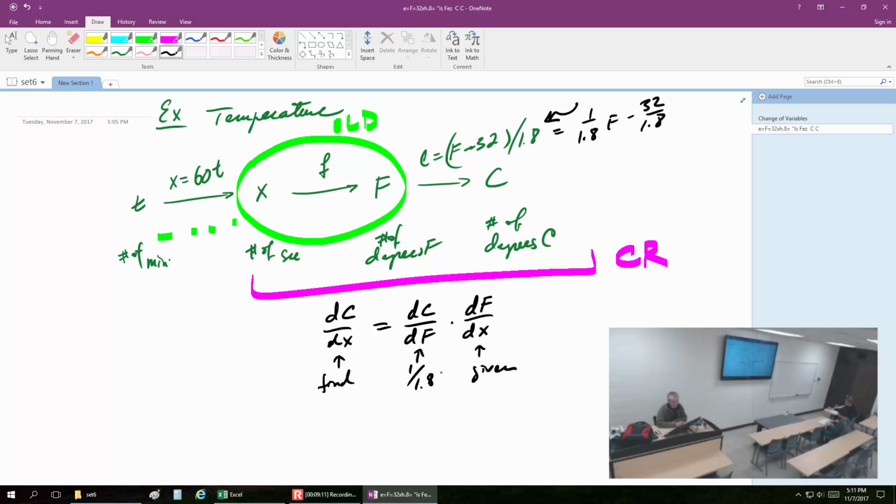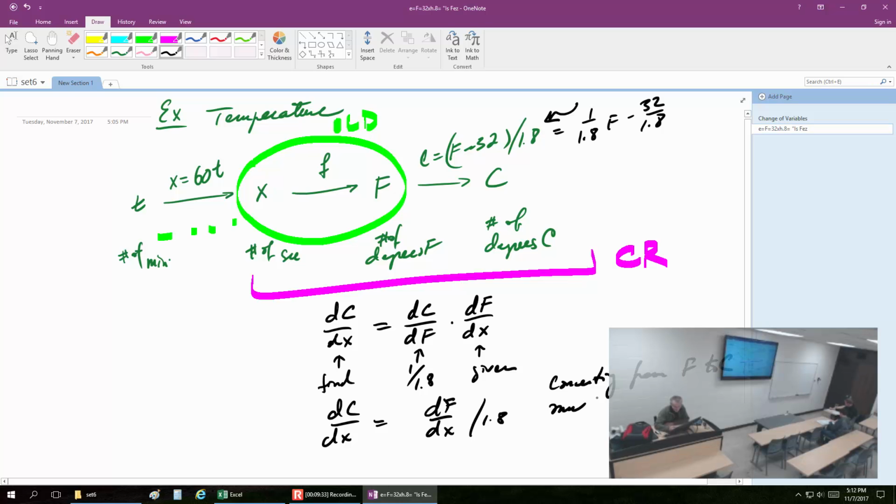Okay, so and that is a conversion. So converting, now we can describe this verbally. Well, let me write it out first. So dC/dx is dF/dx over 1.8, and so we say that converting from Fahrenheit to Celsius, divide the derivative by 1.8. Okay, so once again it is a function of temperature as it changes with time. Okay, on the right, on the left there is nothing new here. It will be multiplication by 60.